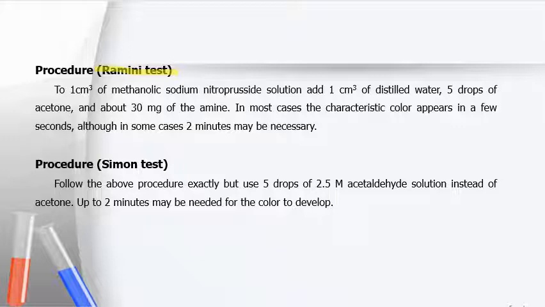For the Simon test, we follow the same procedure as the Ryman test, except that 5 drops of 2.5 molar acetaldehyde solution would be used instead of the acetone. So we need more than 2 minutes in order to observe the color.